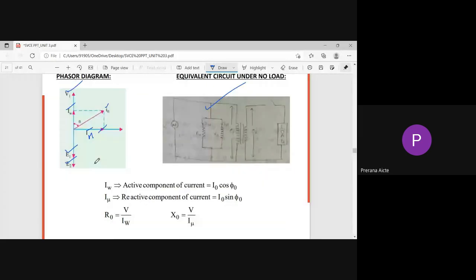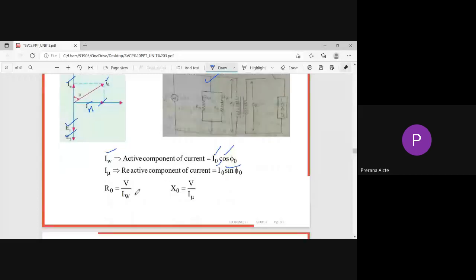So from this phasor diagram, see the IW component, the active component of current. That IW is equal to I naught into cos phi naught. I mu is equal to the reactive component of current, I naught into sin phi naught. From that we evaluate the R naught parameter. R naught parameter is V1 by IW. Similarly, X naught parameter is V1 by I mu.